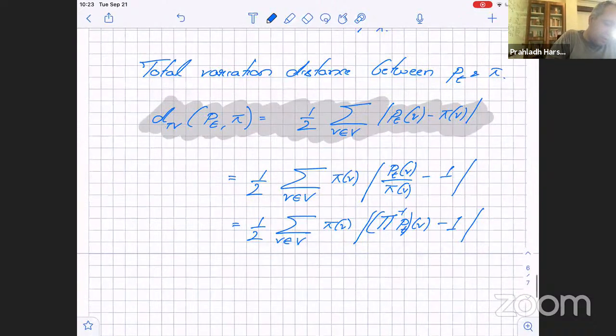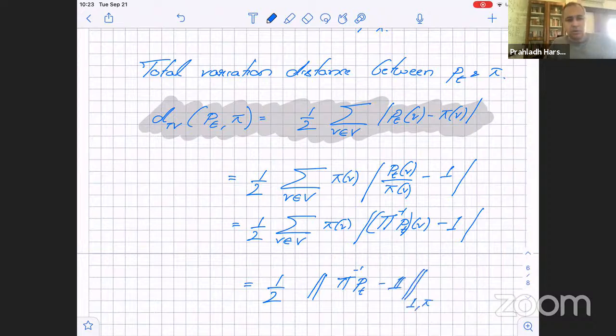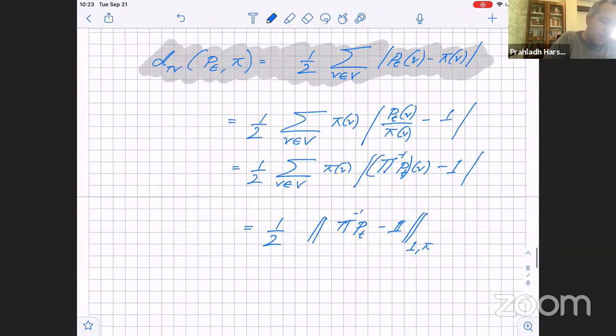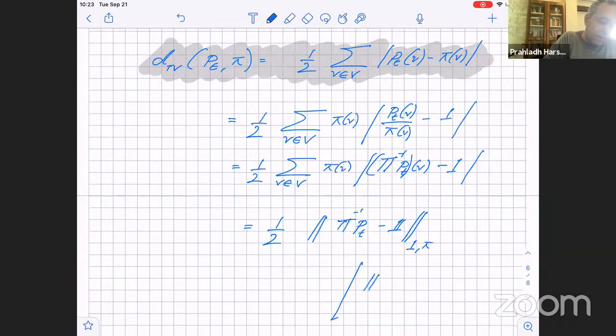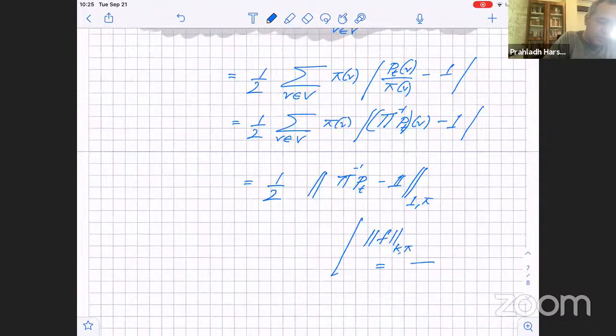In keeping with our notation, this is exactly half the one norm of the vector pi inverse Pt minus the all ones vector, taken with respect to the pi distribution. And what do I mean, in general for any vector f, by the k norm with respect to pi? It's the usual thing, in which you take the average with respect to pi of the k-th power of the absolute value of f(v).